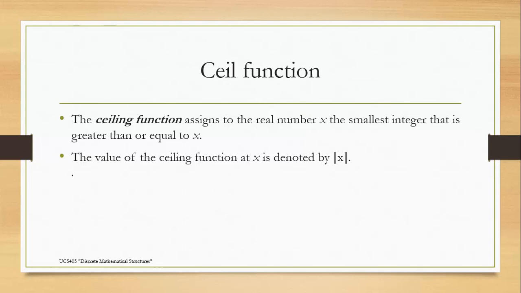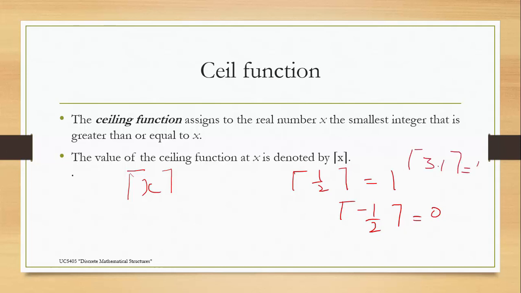Another special function is the ceiling function. The ceiling function assigns to the real number x the smallest integer that is greater than or equal to x. Its symbol is like this. If we want to calculate the ceiling of x, we will write it like this. Again, for example, the ceiling value of 1/2 is equal to 1, because 1 is the smallest integer that is greater than or equal to 1/2. The ceiling value of -1/2 will come out to be 0. The ceiling value of 3.1 will come out to be 4.